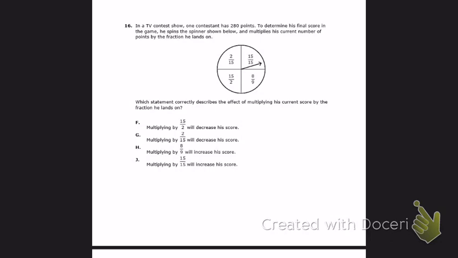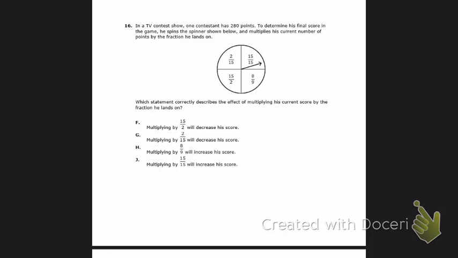Okay, it says multiplying by 15/2 will decrease his score. Multiplying by 2/15 will decrease his score. Multiplying by 8/9 will increase his score. And multiplying by 15/15 will increase his score. So we've talked about this, about a fraction, and which fractions will increase and decrease.